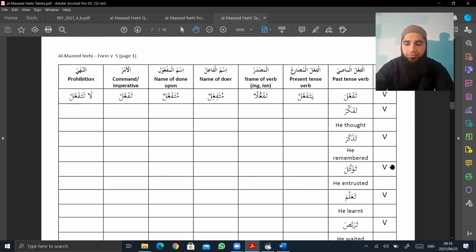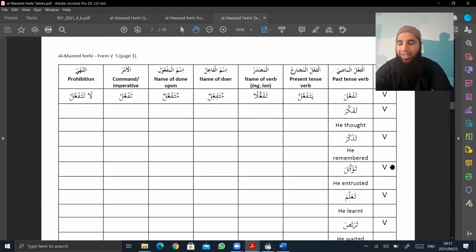Skill number 5. تفعل. Everybody. تفعل يتفعل تفعلا متفعل متفعل تفعل لا تتفعل. Again. تفعل يتفعل تفعلا متفعل متفعل تفعل لا تتفعل.